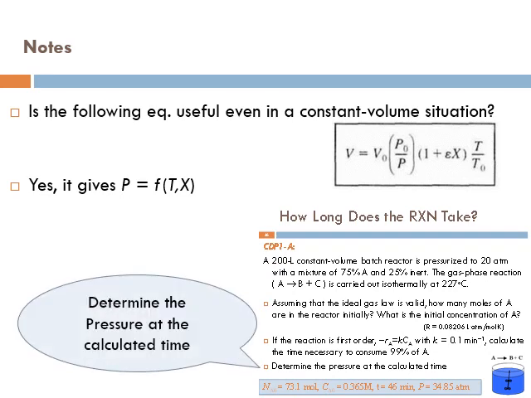Remember, the question was to determine the pressure at the calculated time, and the reaction was a gas phase reaction carried out in a constant volume batch reactor where V equaled V naught, and we wanted to calculate P. Now you can calculate P through this equation easily.